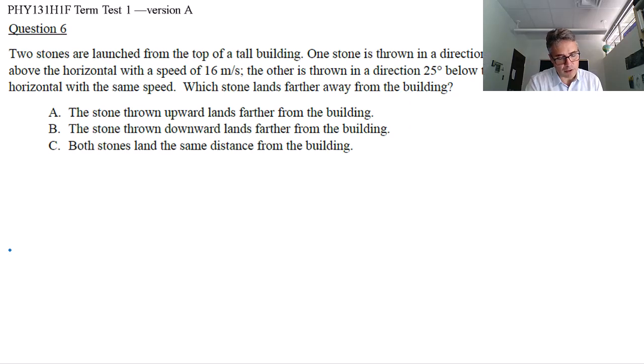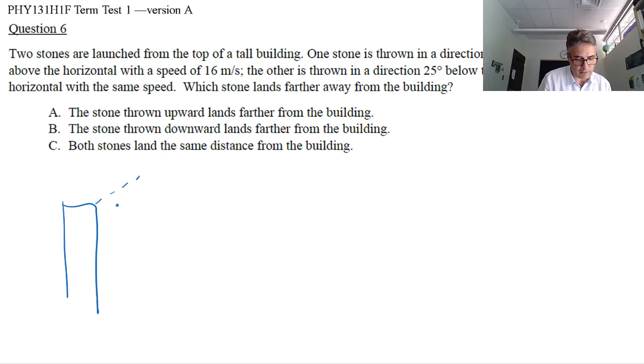Next, 2 stones are launched from the top of a tall building. Okay, so let's start here. 1 stone is thrown at 25 degrees above the horizontal. There's 25 degrees. That's your V0.